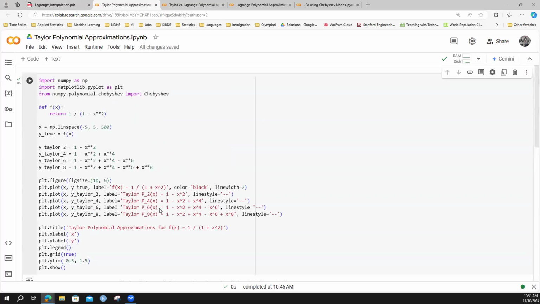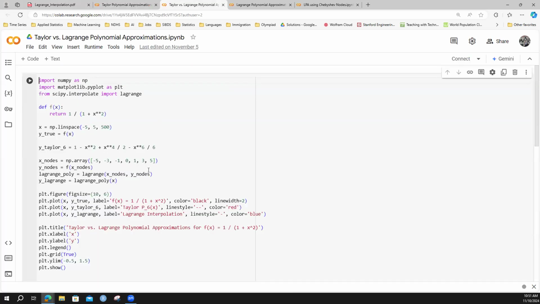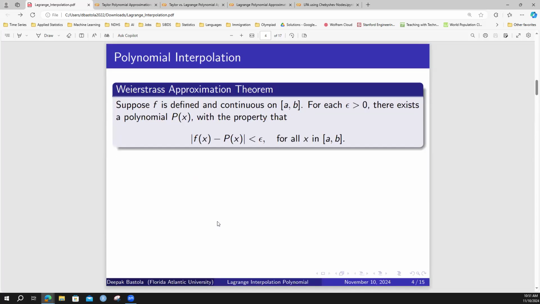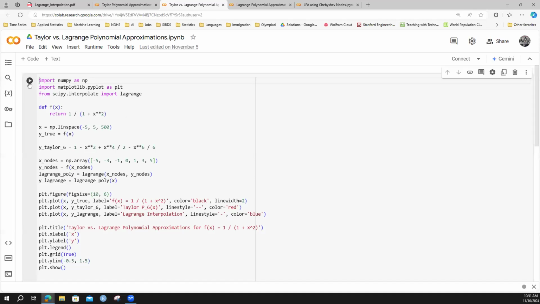We just saw it for 1 over 1 plus x squared, how it worked for my function approximated by the Taylor polynomial. Here is the code again, and here I applied the Lagrange interpolation. I applied the formula that I have shown before, P(x) equals to something like, the very weird formula here. So we applied that formula here, and then we will see what happens with the same function. Is it better than Taylor's or not?